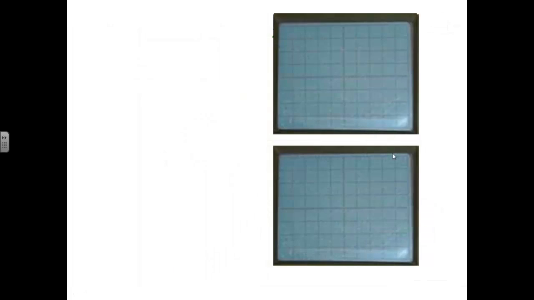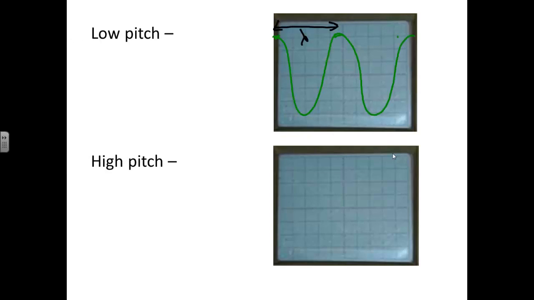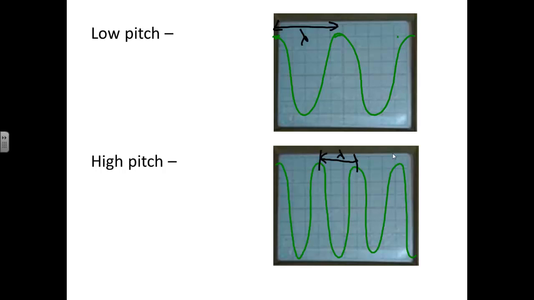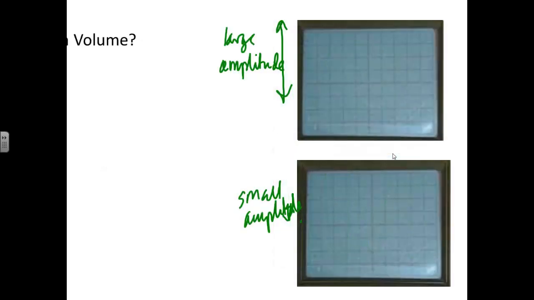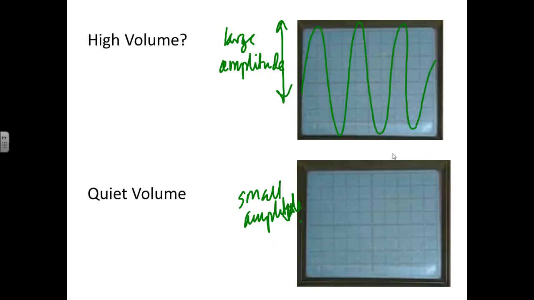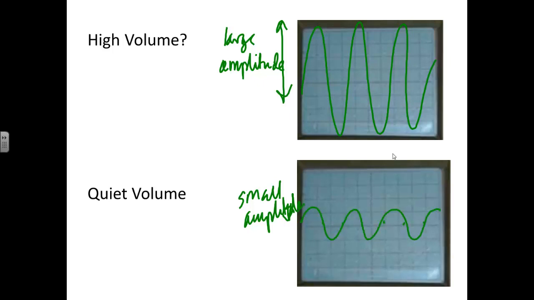What you need to be able to do is recognize or sketch a graph of what the sound looks like for different kinds of sounds. We will compare a low pitch with a high pitch. A low pitch has a very long wavelength. A high pitch has a very short wavelength. We also need to compare the high volume with low volume, and here we have it. A high volume has a very high or large amplitude. A quiet sound has a very small amplitude.